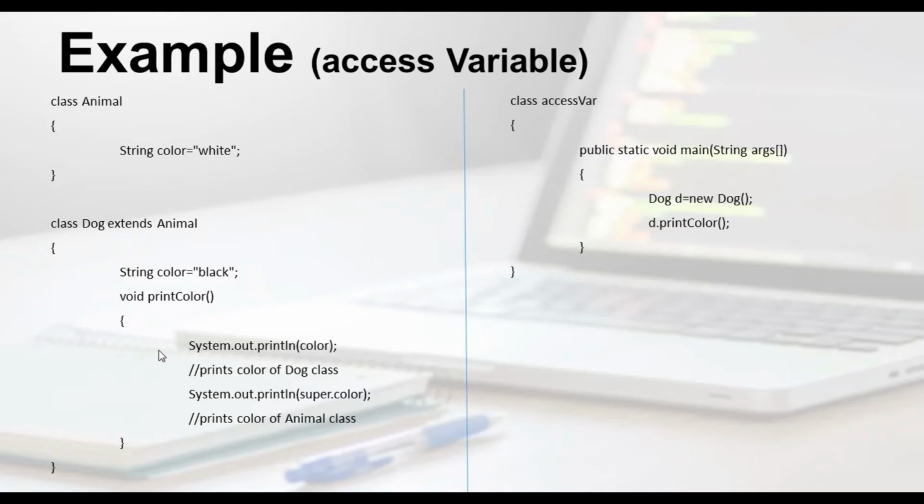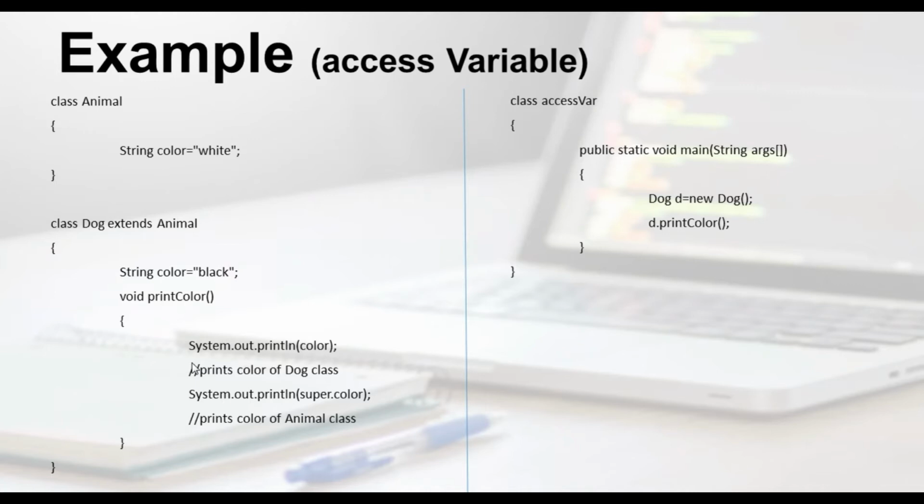Now the first output is System.out.println(color). Whenever you directly access the color variable, it will print the color of the same class. Means the Dog class color has the value black. Means printColor of the Dog class, its output is something like black.